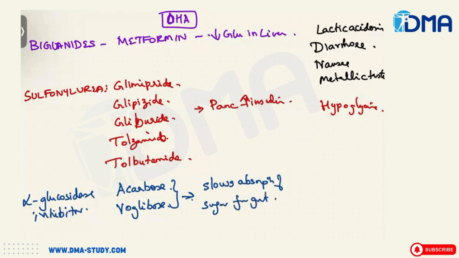The problem with this drug is that it will cause bloating and flatulence. The other drug which is more common nowadays is the thiazolidinediones. Examples are pioglitazone and rosiglitazone.